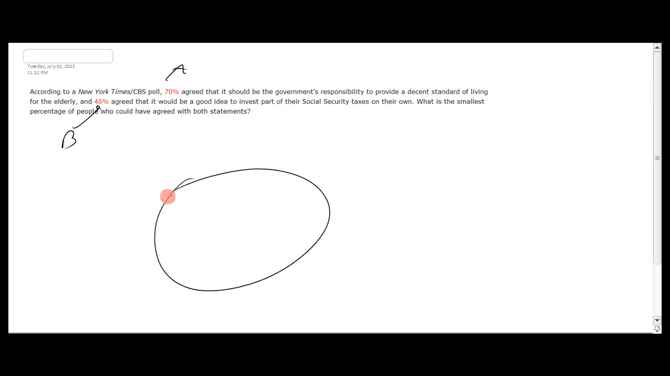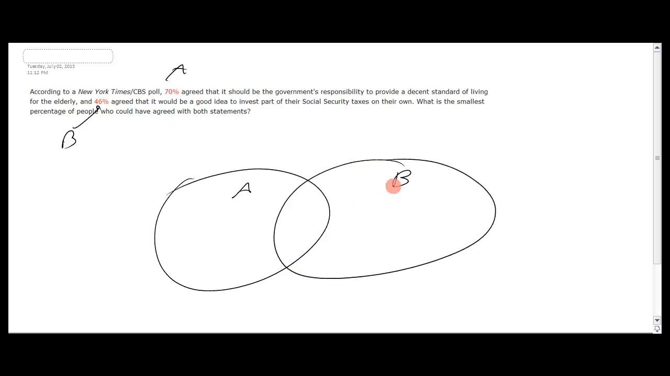Now, there's a group of people from A who are going to say they agreed. So everybody in this bubble agreed with A. All right. Now, over here, we'll say this is the agreed with B bubble. And there are going to be some people who agreed with A and B.